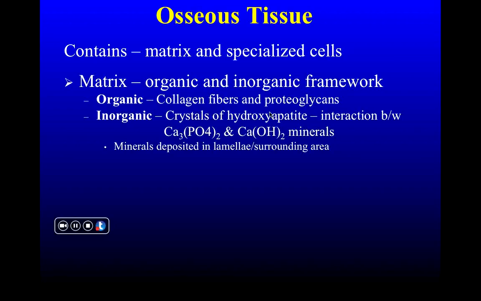We call that the hydroxyapatite. Now these little chemical formulas look a little scary, but they're just illustrating the ingredients that make this hydroxyapatite. It's really calcium phosphate and calcium hydroxide. These two combine together to make the hardening, the mineral deposits of the bone.